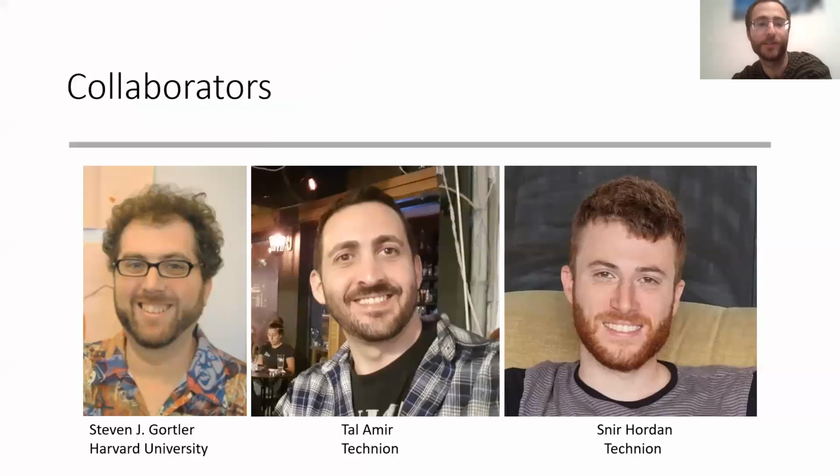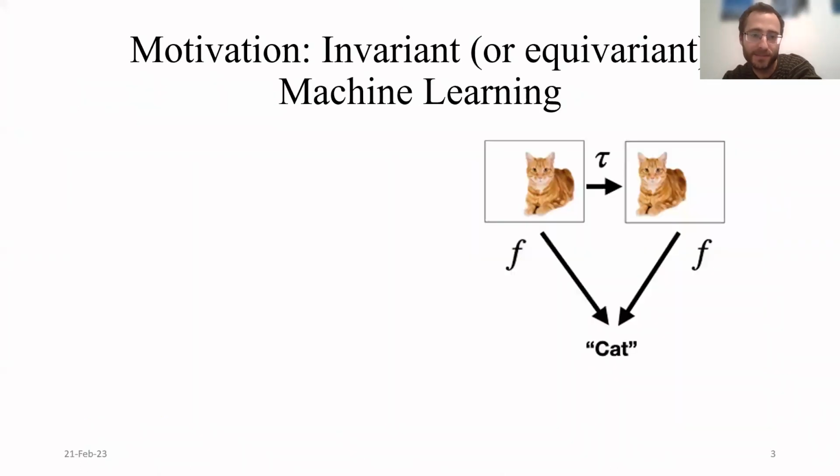Okay, so first of all, these are my collaborators, Stephen Gardler from Harvard, Tal Amir and Snir from the Technion. We're basically going to have a math talk, but with a little bit of invariant learning motivation.